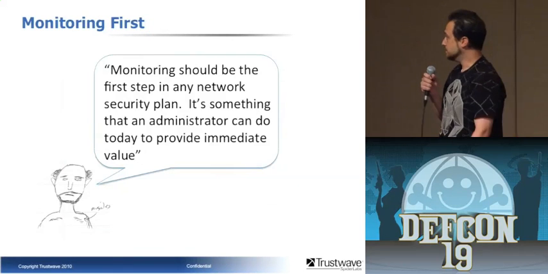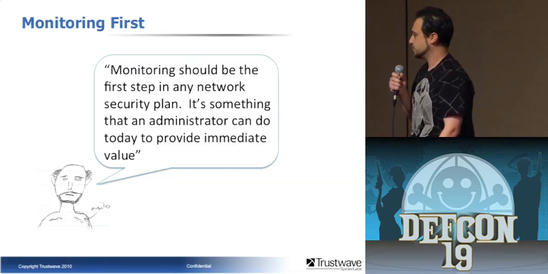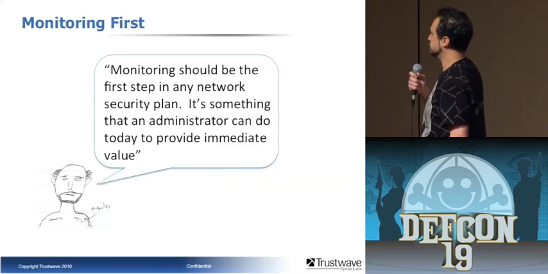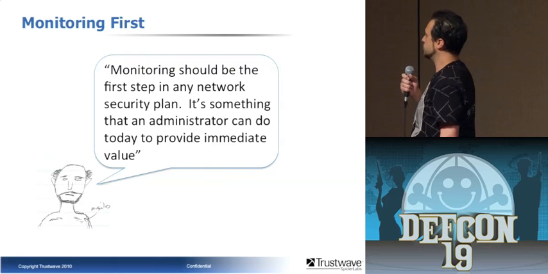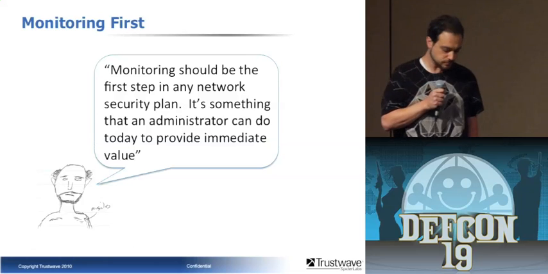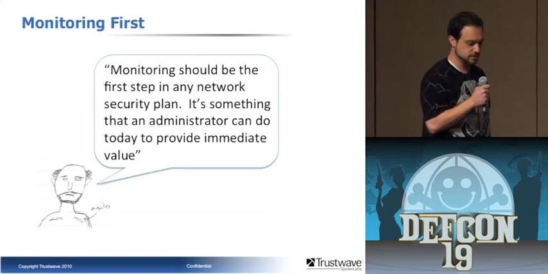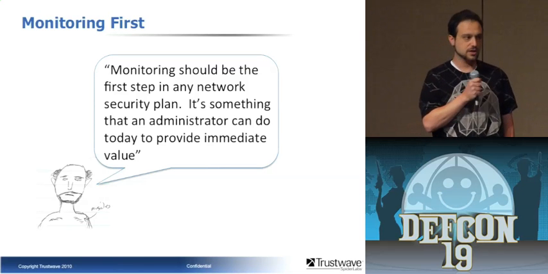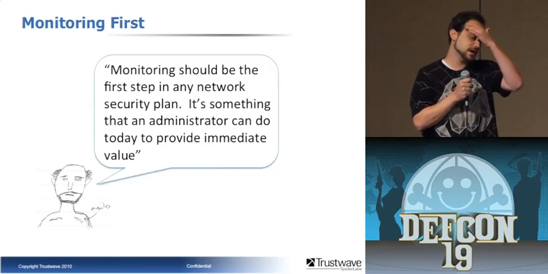But basically, what Bruce Schneier said in Cryptogram, actually 2001, about 10 years ago: Monitoring should be first step in any network security plan, something an administrator can do today to provide immediate value. So that makes me feel a little more legitimate in this talk. But basically that's the concept, right? If you know what the hell's going on, you can do something about it.